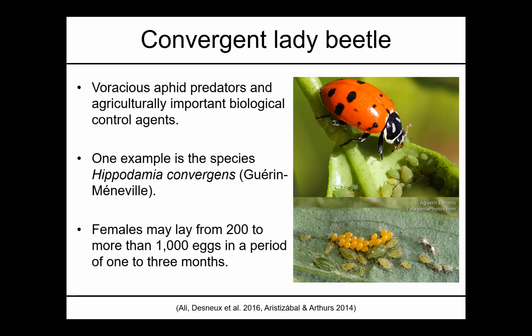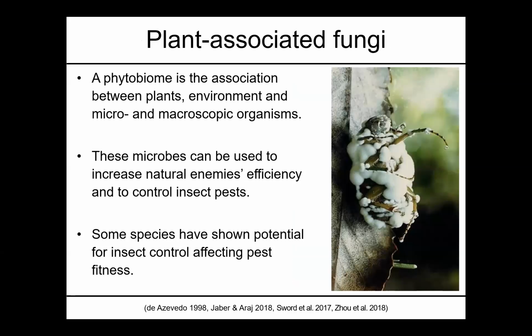The last thing that I will talk about on my background is the plant-associated fungi. We can see that the phytobiome is the association between plants, environment, and micro and macroscopic organisms. These individuals, the microbes, they can influence the plant growth, the health, the productivity, and may also be manipulated as a key tool for insect pest management, IPM, in agricultural systems.